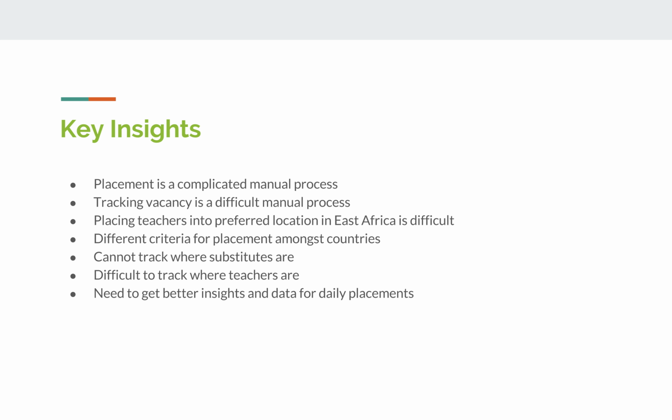Okay, so the key insights that I've mostly covered in the user research report. The first one is the 3 kinds of placements that we have: the placement during recruitment, the daily placements, and the teacher transfer placements. All of them are done on Google Sheets, and it's quite a complicated manual process requiring some degree of quite complicated Excel skills. And the second thing is that the tracking of vacancies is also done on Google Sheets, and that is also quite difficult and a manual process as well.